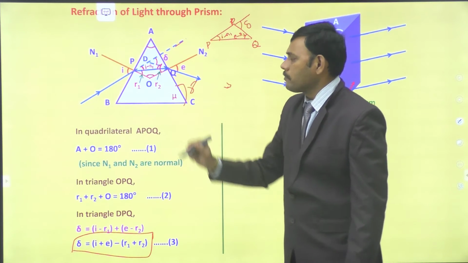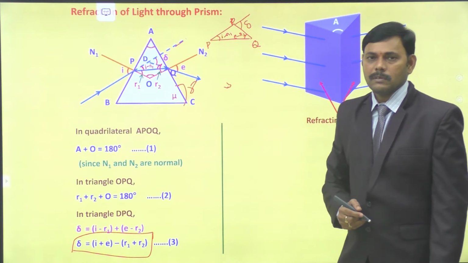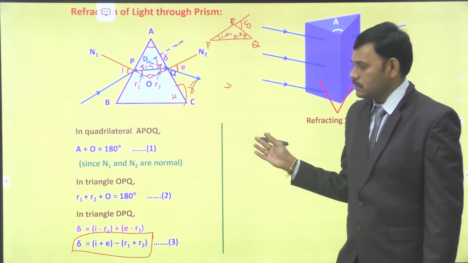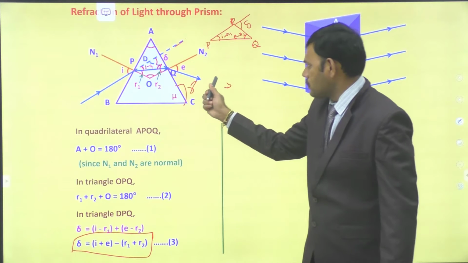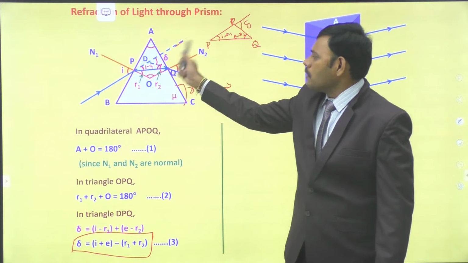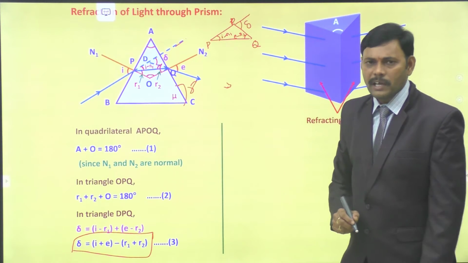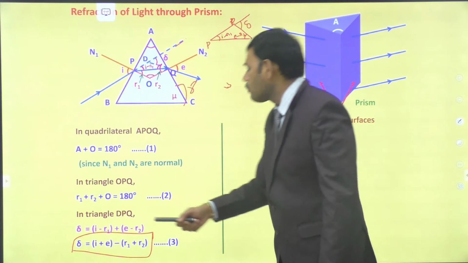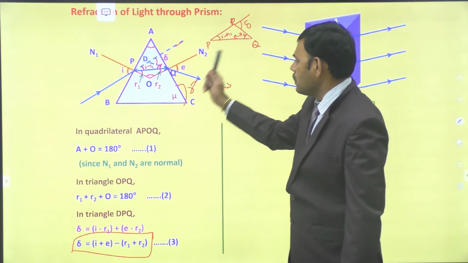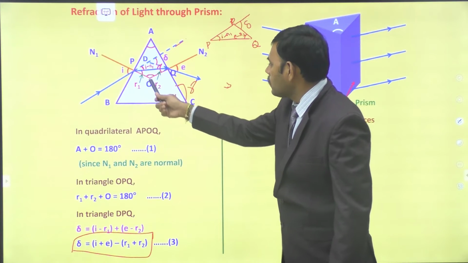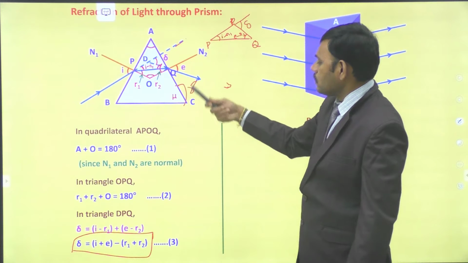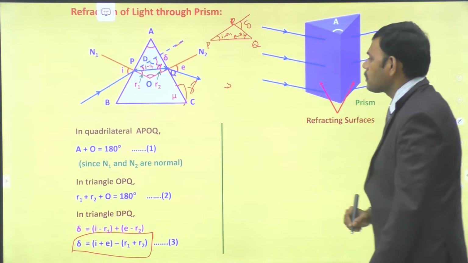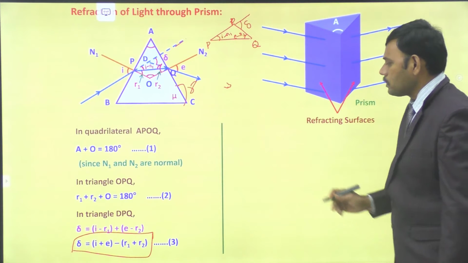The deviation in case of prism, when light ray is incident, refracted and emerged: the angle between incident ray and emergent ray is angle of deviation, which is equal to I plus E minus of R1 plus R2. I is incident angle, E is the emergent angle, R1, R2 are the refracting angles. Hence, the deviation is given by I plus E minus of R1 plus R2. So let us continue the derivation.